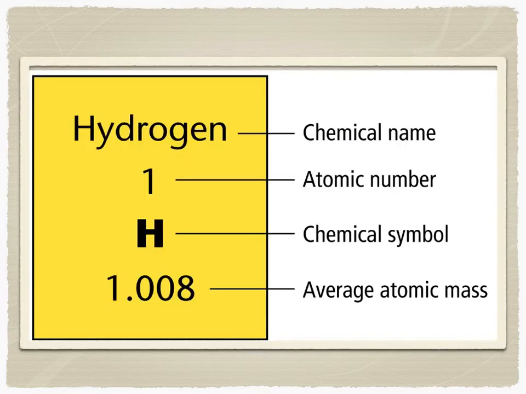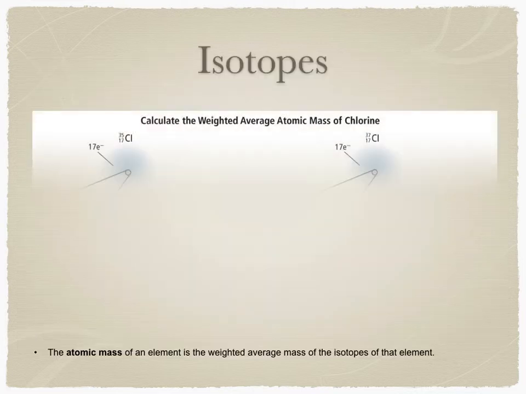Just to review again, when you look at something on a periodic table, you'll have the chemical name, the atomic number, which is the number of protons, the chemical symbol, which is usually one or two letters. There are a few that are three. The first letter is capitalized, the second or third letter will be lowercase, and the average atomic mass, which is the combination of protons and neutrons. So everything in the nucleus will be the average atomic mass.